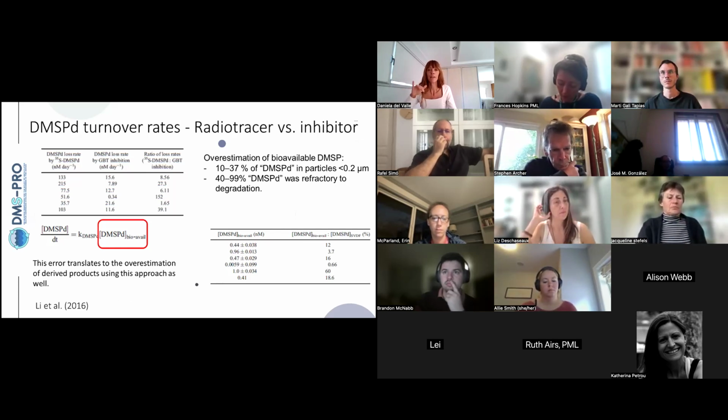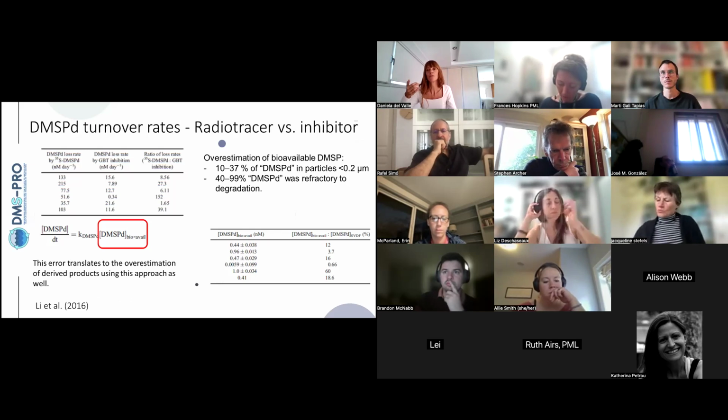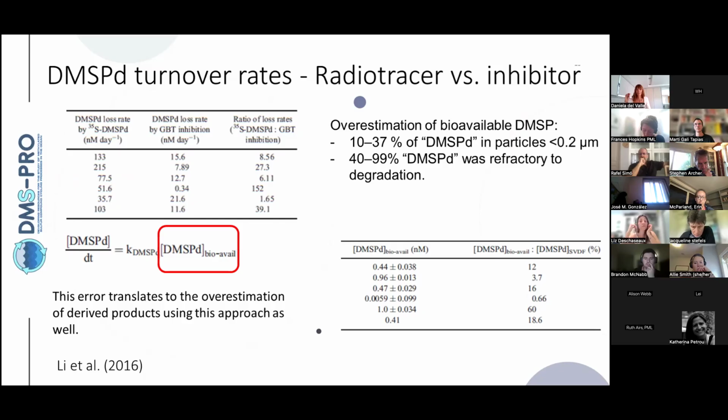And by comparing the two approaches, they came to the conclusion that only 1 to 60% of this operationally defined dissolved DMSP was bioavailable for transformation. This comparison was done in estuarine and coastal water, so maybe the overestimation of rates using the radio-labeled DMSP is not as bad in oceanic waters, but it's still an issue.